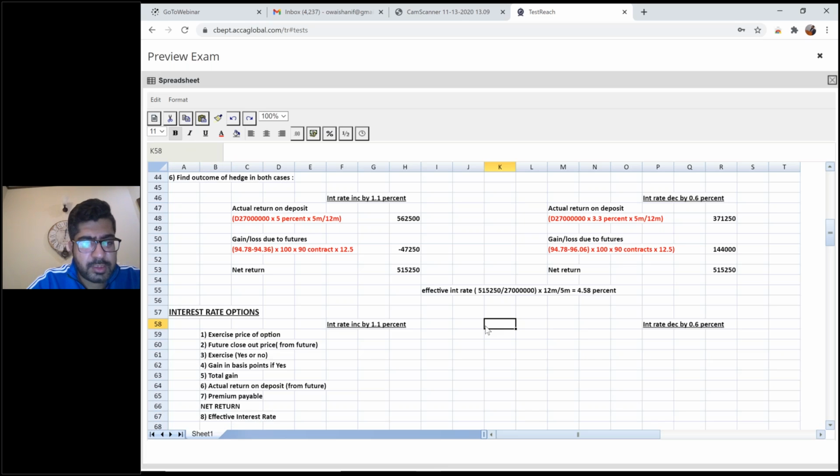Okay, so this is the format of options that you need to perform, these 8 steps in both columns, increase, decrease. You need to write exercise price of option, compare with future closeout price from futures, then exercise yes, no, then gain in basis points if yes, then total gain, actual return on deposit, and then premium payable, and finally you get the net return. Now let's start.